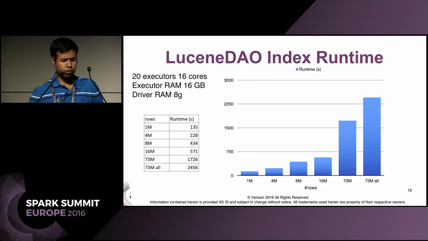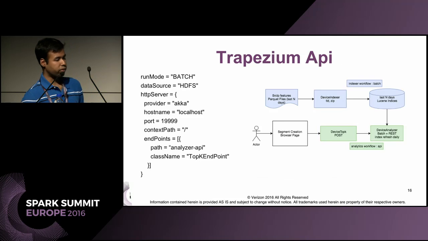But it was fine for us, like the kind of runtime we wanted. Now, this was the batch workflow, right? It constructed the Lucene indices in the batch path. Now I'm showing you the Trapezium API workflow. So what does that look like?